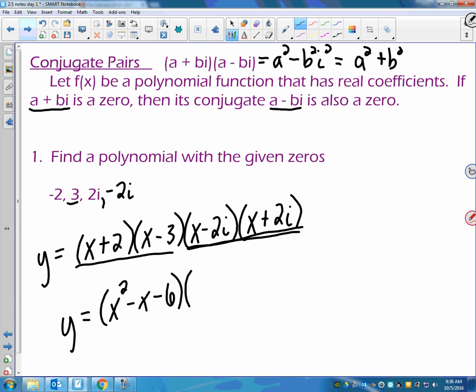Minus x cubed minus 2x squared. Oh, I don't know. I'm not there yet. I'm just doing this part. I thought you meant just this part. Well, that's x squared plus 4. This would be x squared plus 4, because, do I need to show more work than that? It would be x squared minus 4i squared, but the i squared is negative 1. So you're exactly right. It's x squared plus 4.